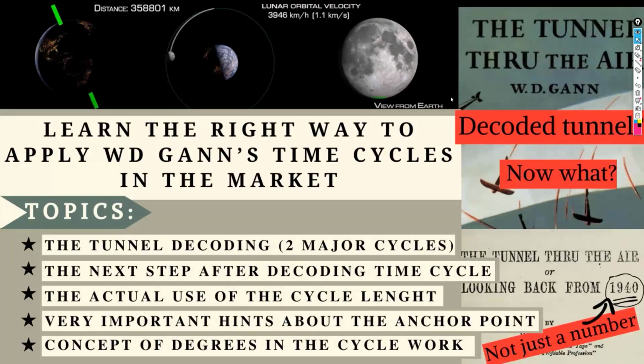As you can see, I'm going to cover some very important topics today. First of all, I'll decode two major time cycles from the book Tunnel to the Air. And let me tell you, if you operate these two time cycles properly, it can generate $1 million profit for you within a year for sure.